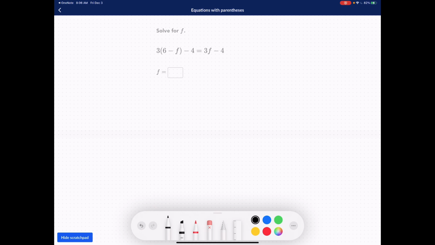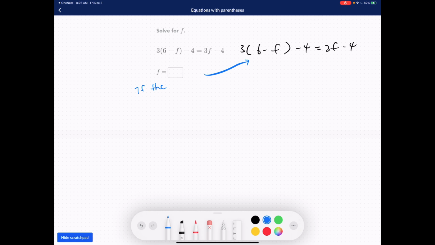So I have 3(6 minus f) minus 4 is equal to 3f minus 4. So as you can see, we want to distribute first. By the way, if there were like terms in here, do combine the like terms first, okay? So write this down in your notebooks, okay?